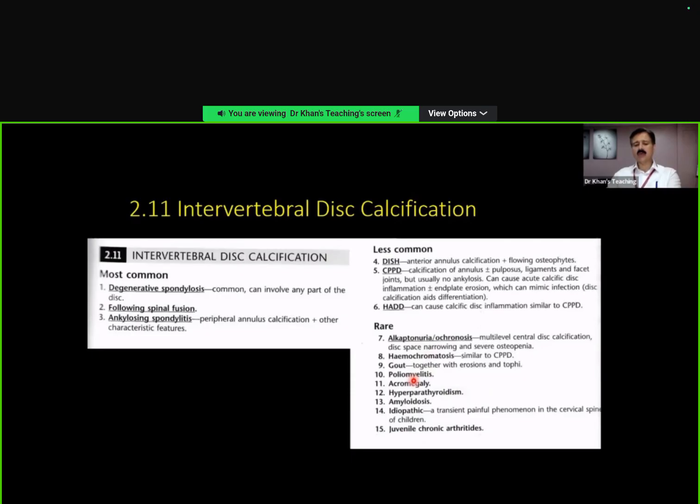In Alkaptonuria, this is a disorder of tyrosine metabolism, and homogentisic acid is deposited in the spine as well as other joints. There is a bit of overlap with CPPD also at times, but the spine is more commonly involved.